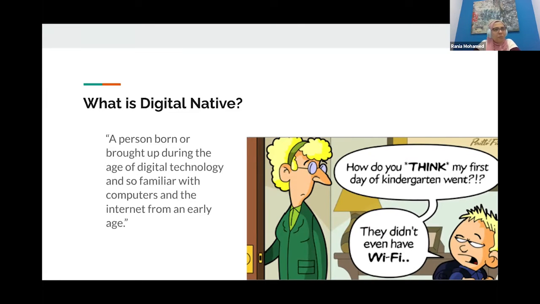I put in that cartoon because it expresses that digital native is even switching the customer objective and the customer demand. You see here, this is a baby coming back from kindergarten, and he's not happy because he did not find accessibility. He did not find Wi-Fi. Some people would think that this is too much, but this is normal nowadays.